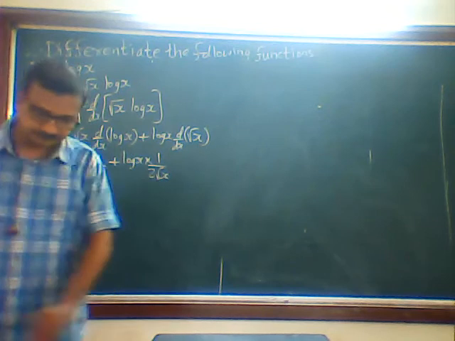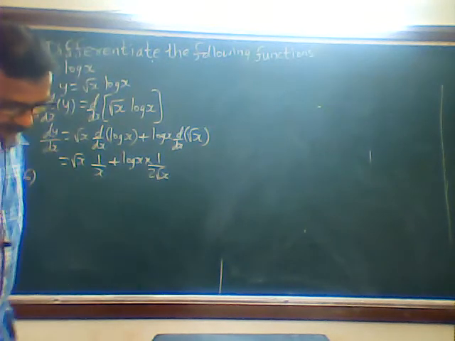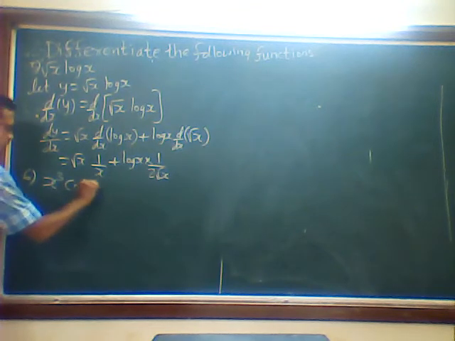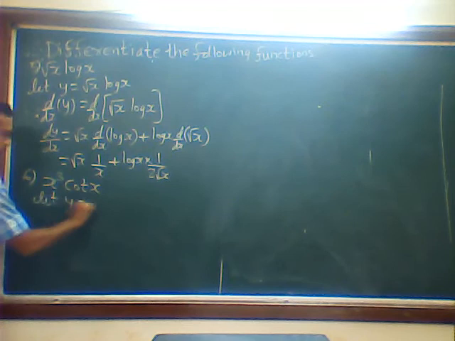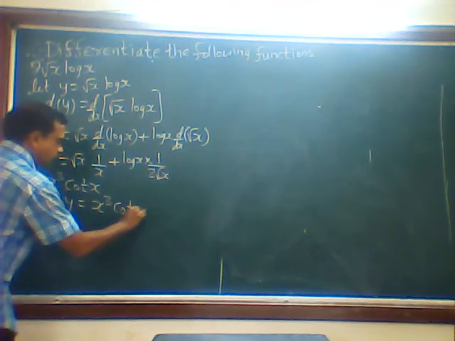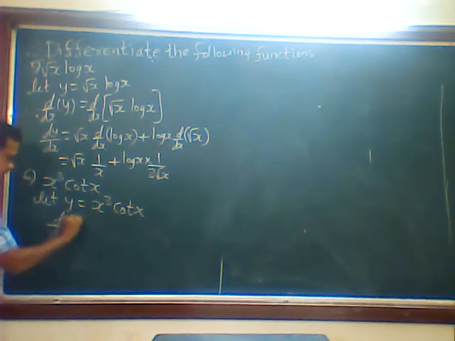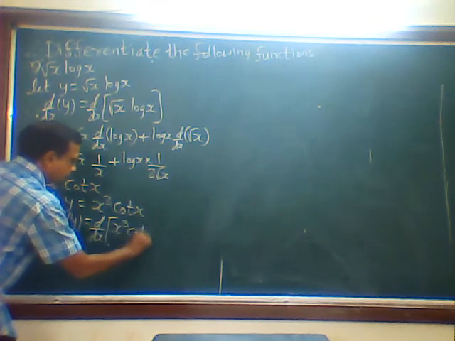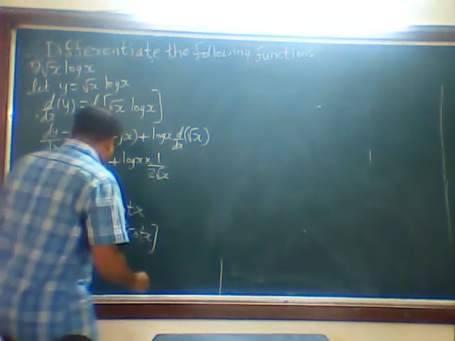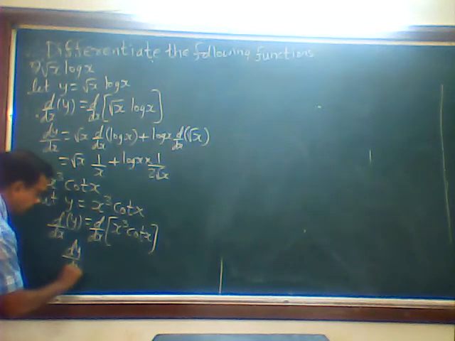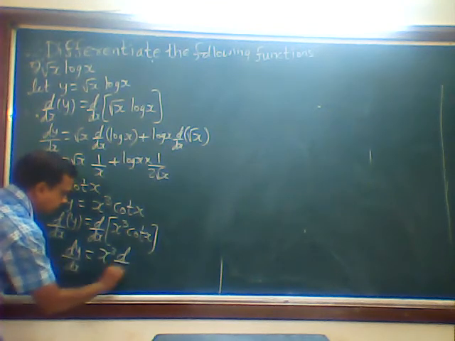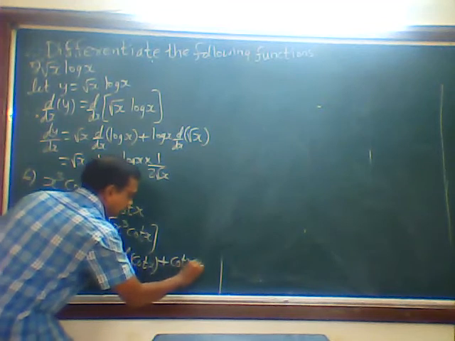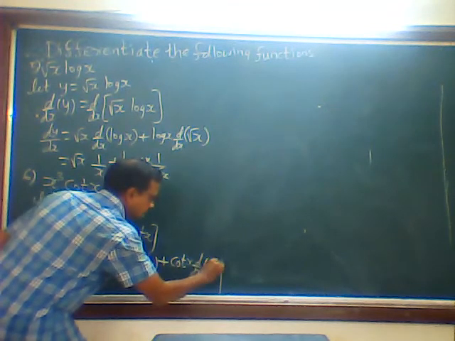Next, sixth one. x cube into cot x. Okay, again, let y is equal to x cube cot x. d by dx of y is equal to d by dx of x cube into cot x. So I will write it carefully one more step. dy by dx is equal to first term as it is differentiation of second term plus second term as it is d by dx of x cube.